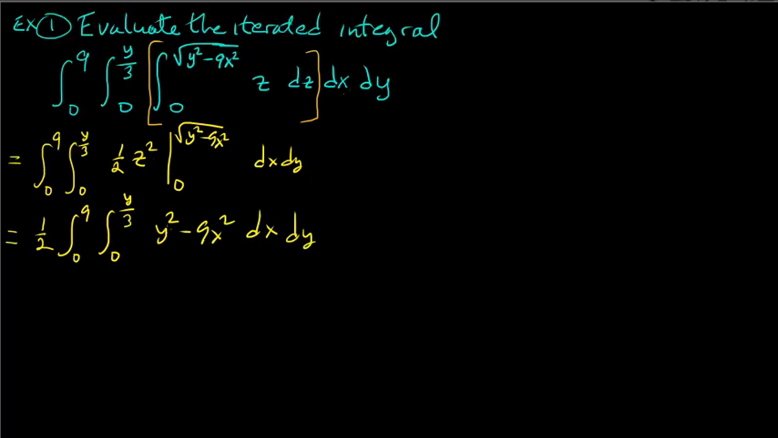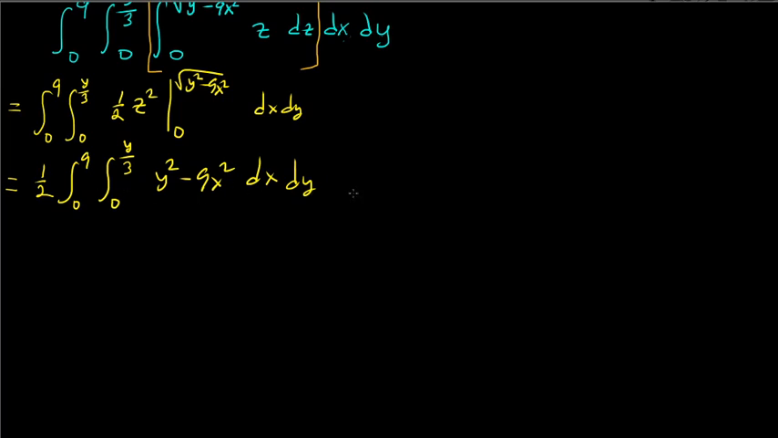Okay, and so now we're just down to two iterated integrals, which you've done before. So now it's no different than what we did earlier. When we do this inside integral with respect to x, y is treated like a constant, right? So the integral of y squared is x times y squared. And then the integral of 9x squared is 3x cubed, with a negative sign. 9 divided by 3 is 3. And then we just evaluate this between 0 and y over 3.